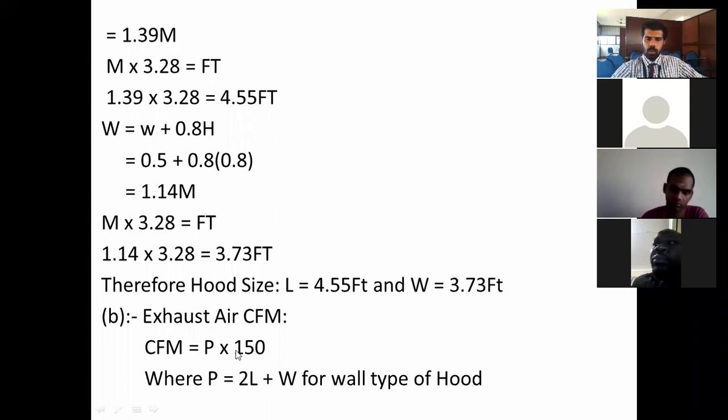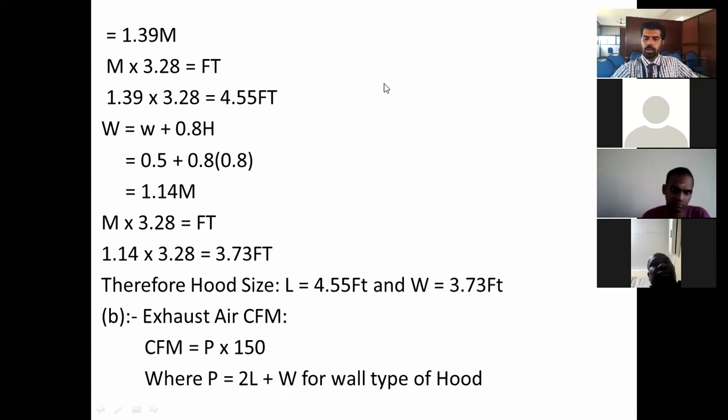So CFM is equal to P into 150, because we have chosen medium cooking range. Understood? If it is a light cooking, you just multiply your perimeter with 100. If it's a heavy cooking, you just multiply your perimeter P with 200. Okay, so here we have chosen medium cooking. Find the CFM. You can use this formula also, no problem. If you are using L plus 2W also, it's not an issue. Find the perimeter and find the CFM.